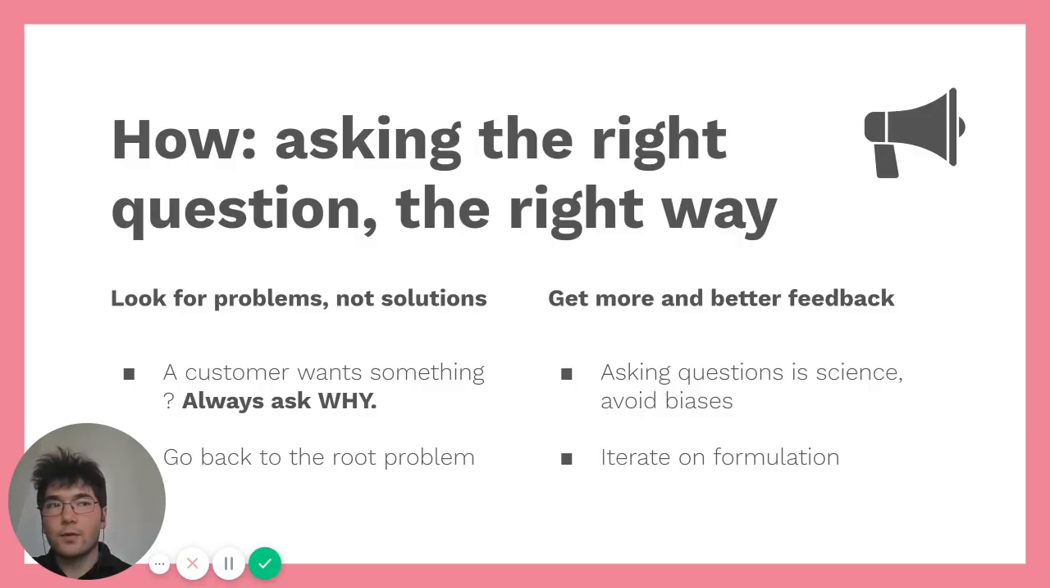And what we do, for example, is that when we ask for feedback by email, we make sure that we try different versions of how we ask the question, to see which version will get us the highest reply rate, and which version will get us also the best quality feedback.